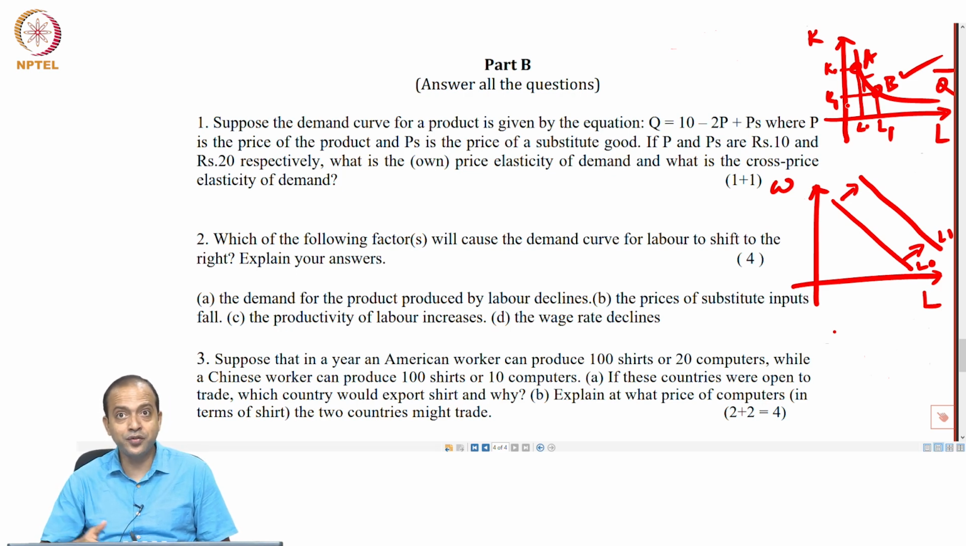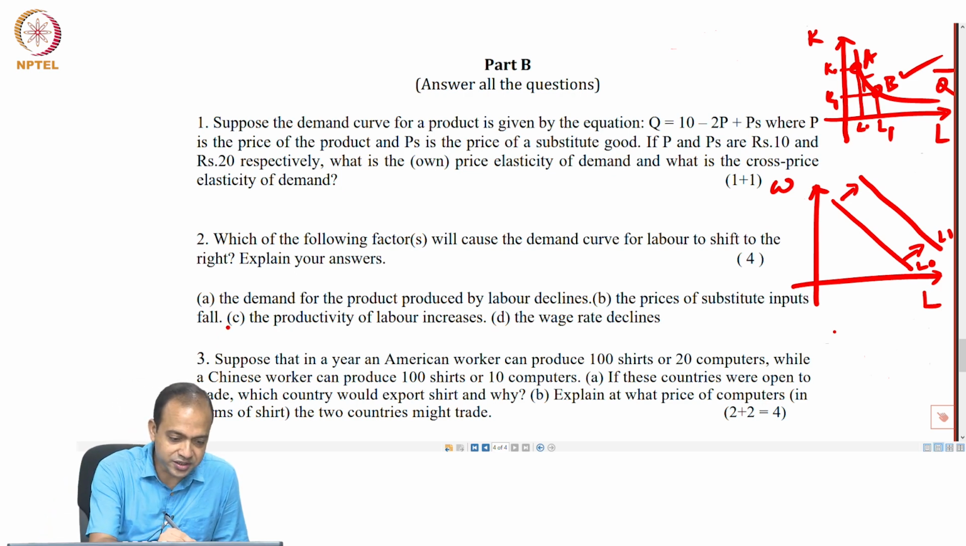Labor productivity has increased, right? So, labor productivity increases means every unit of labor becomes more profitable. So, obviously what will the producer do? The producer will demand more labor because the profit has increased and the business has become more profitable compared to earlier, right? So, this is the case.